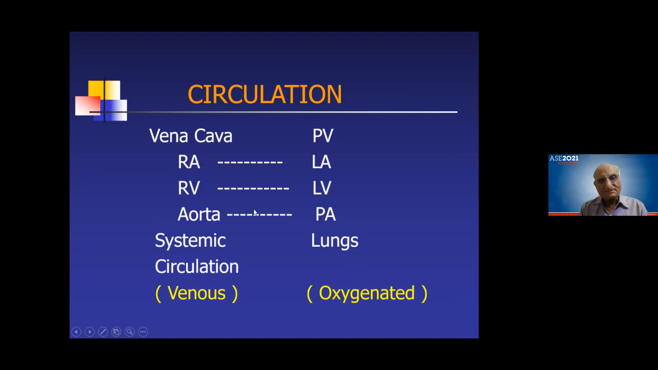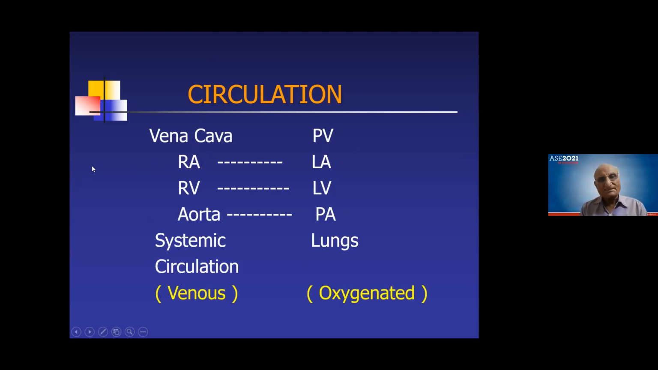The systemic circulation only blood and the patient cannot survive. While on the right side, you see the pulmonary, left side pulmonary vein goes into LA, LV, LV goes into PA and to lung to get oxygenated. So if the flow is only venous, nobody can survive.